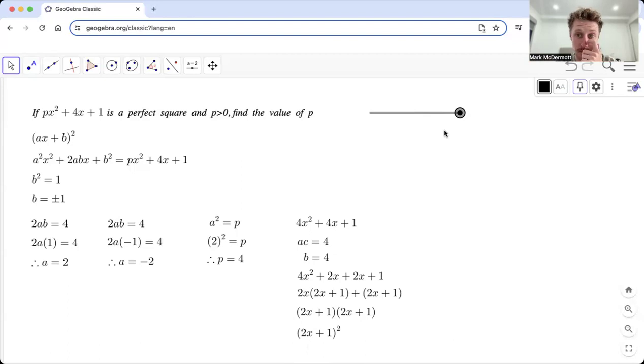Hopefully that clarifies how you can make this a perfect square. You need to equate coefficients.